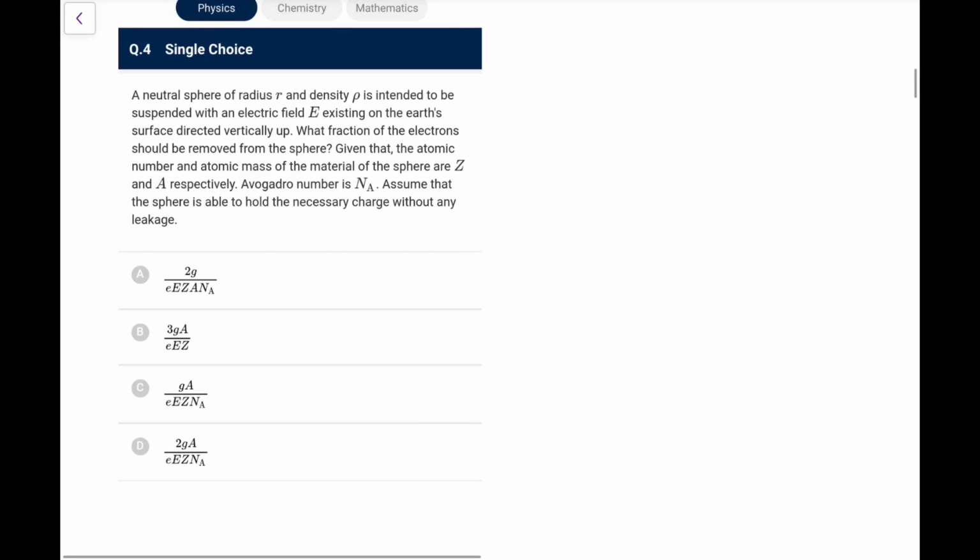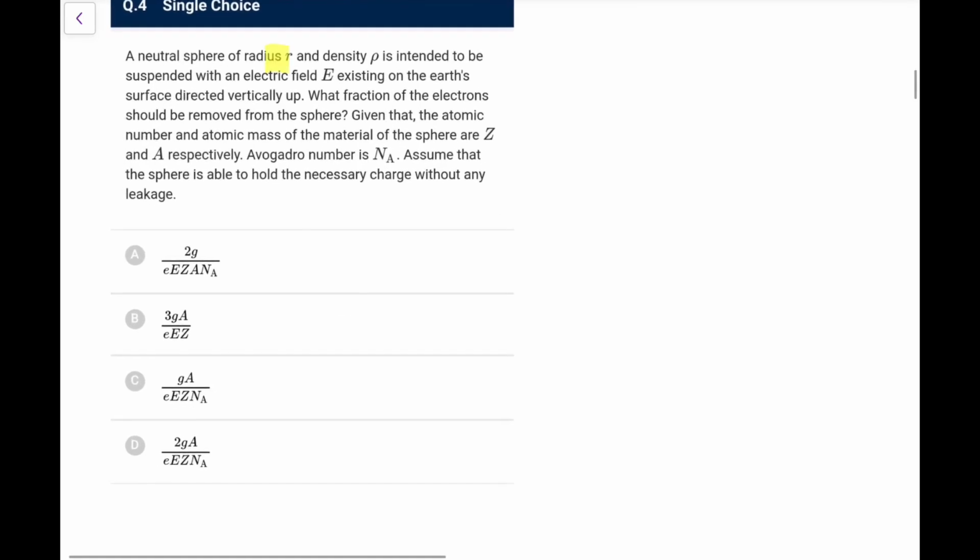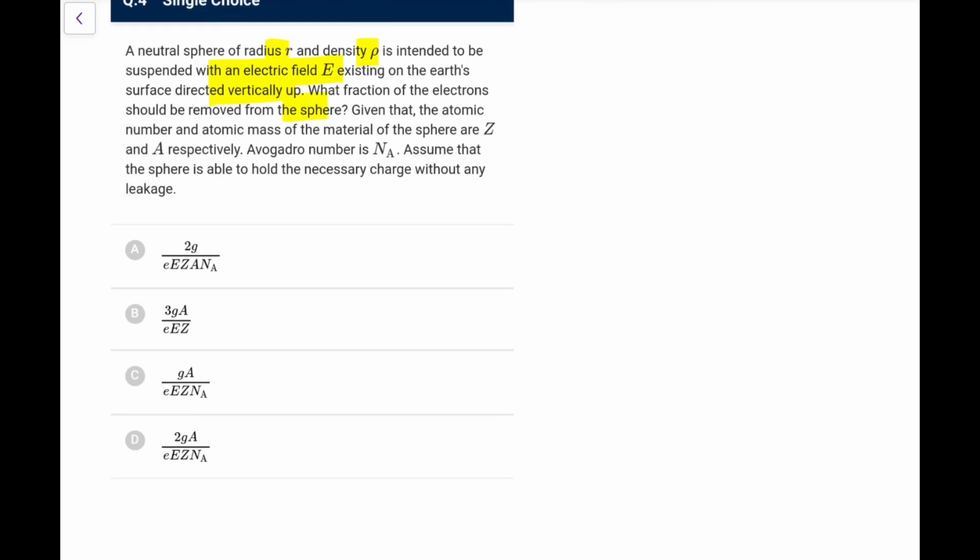Next, a neutral sphere of radius r and density rho is intended to be suspended with an electric field E existing on the Earth's surface directed vertically up. What fraction of the electrons should be removed from the sphere, given the atomic number, and assume that it holds the necessary charge without any leakage.